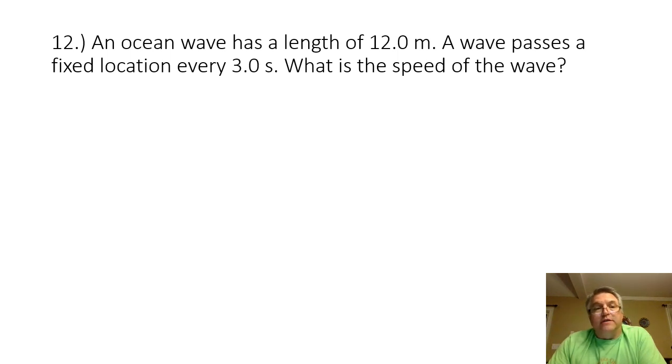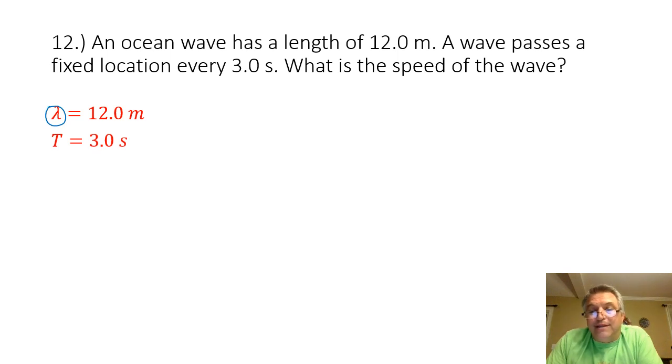Problem 12. An ocean wave has a length of 12.0 meters. A wave passes a fixed location every 3.0 seconds. What is the speed of the wave? So we are given the wavelength, or the length of the wave. The length from crest to crest is 12 meters. And remember, we use the Greek letter lambda to represent wavelength. So my wavelength is 12.0 meters. I am given the period, which is 3.0 seconds.